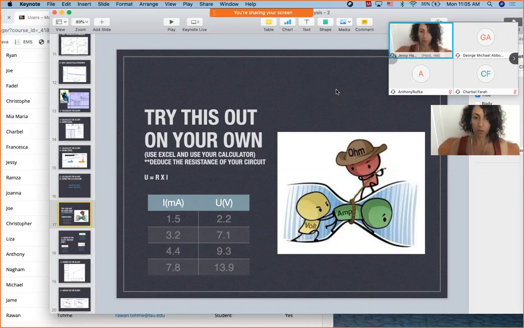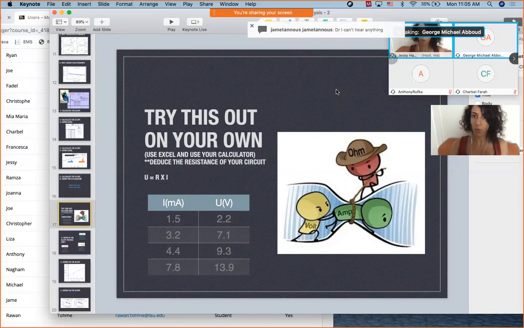Okay, so the slope is gonna be 1 over R.